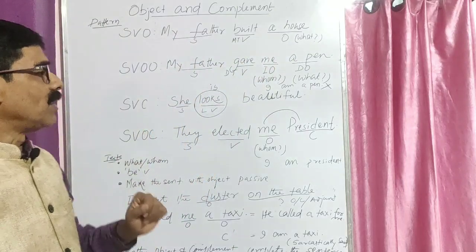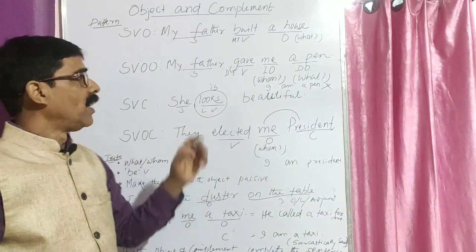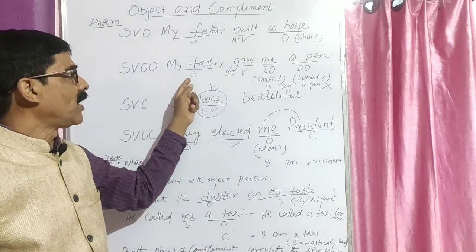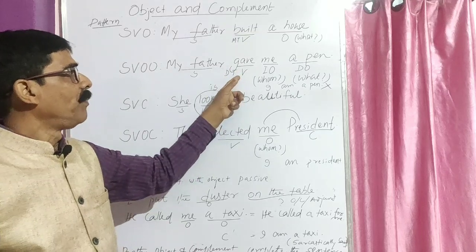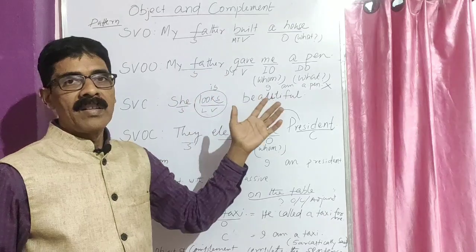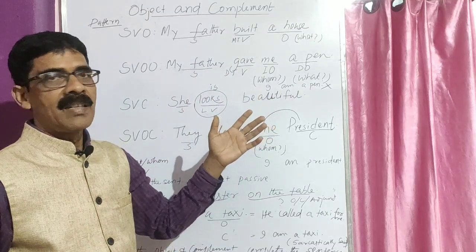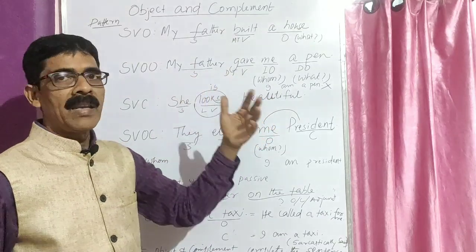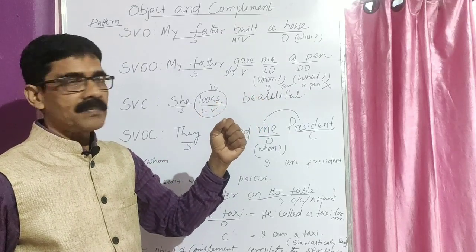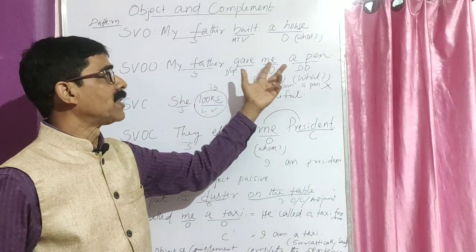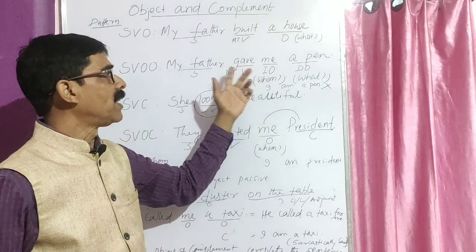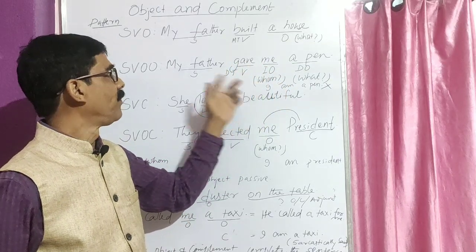Now come to the second one, SVOO. The example is my father gave me a pen. So my father is the subject and gave is the verb. And if I say my father gave, then the sentence is not complete. If I say my father gave a pen, there must be somebody to receive it. So both the elements, me and a pen, are very much essential to complete the meaning of the verb give.